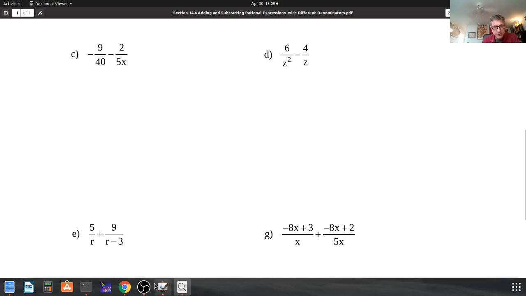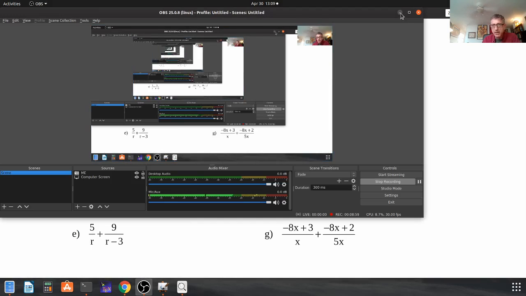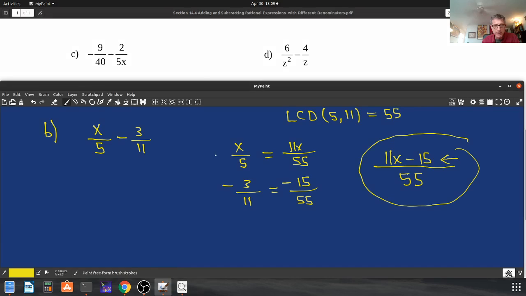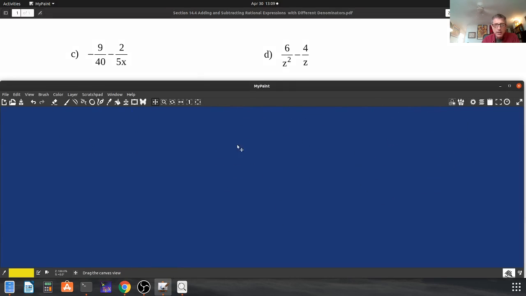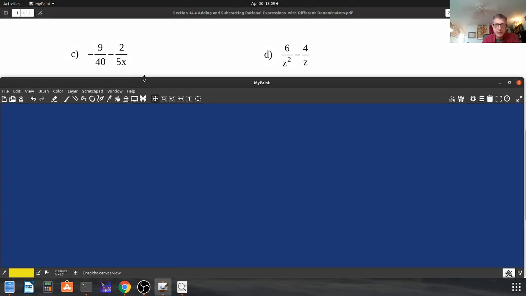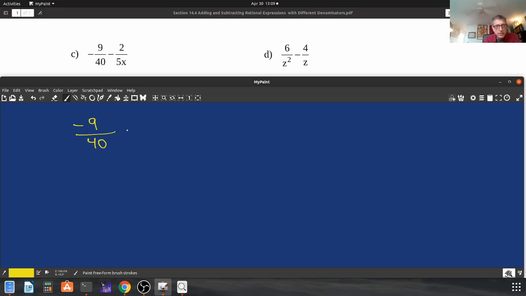Actually, when I teach this class, I have a formula and just a procedure. It's so difficult for students that I just give them this whole method to do it, and tell anyone who knows another way to go right ahead and use the other way. But most students haven't the slightest idea of how to do this. So we have to find the LCD of 40 and 5x.